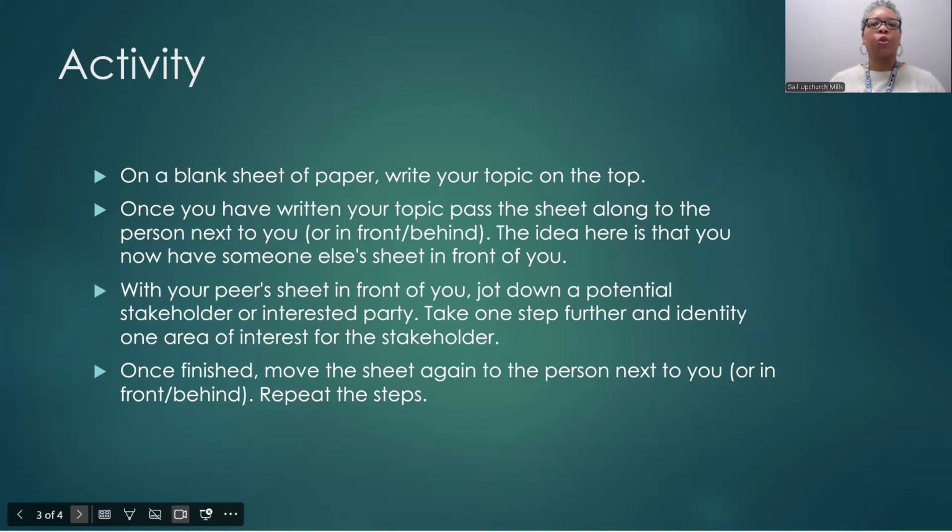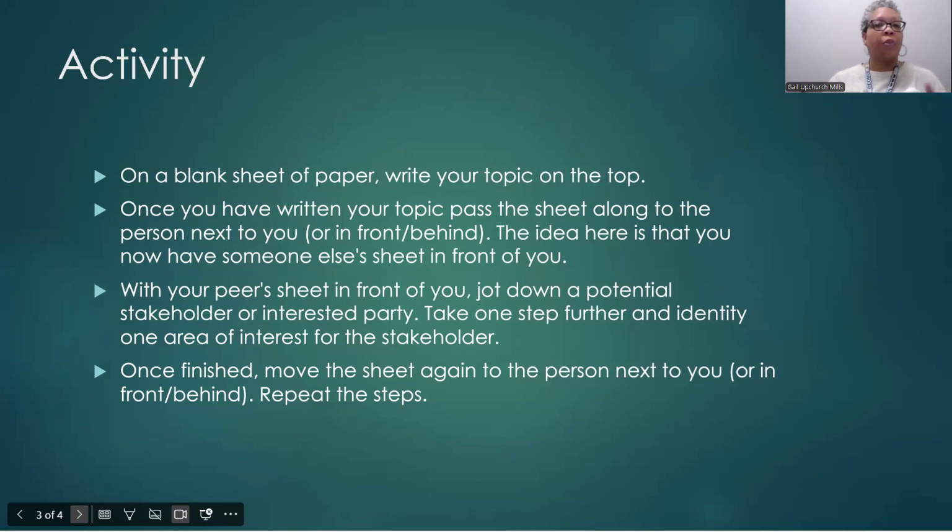I ask them to write one possible stakeholder, right? An interested party, someone or some group that would be interested in the issue that their peer has written on the top of the sheet, whatever it is, okay? And then they take a stab at it and think about it for a second. What groups would be interested? And then they write that down. I want them to take one step further and write down what that stakeholder would be interested in, right? Interested in what ways, to what extent, right? And they just do that once.